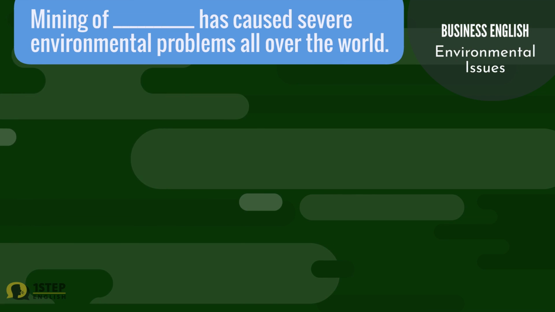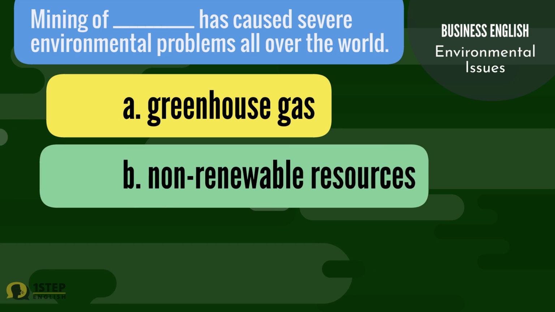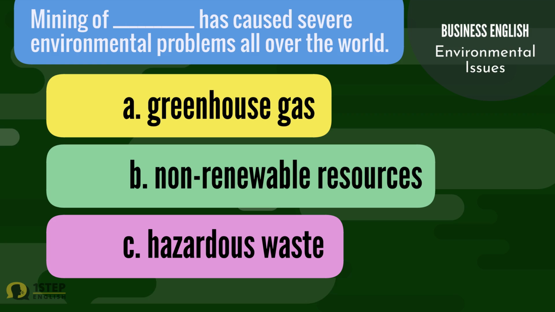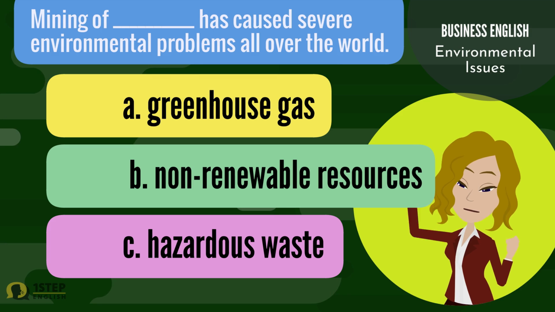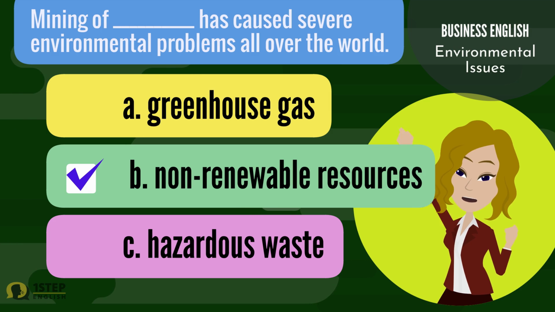Mining of has caused severe environmental problems all over the world. Letter A. Greenhouse gas. Letter B. Non-renewable resources. Letter C. Hazardous waste. The correct answer is letter B. Non-renewable resources. Mining of non-renewable resources has caused severe environmental problems all over the world.